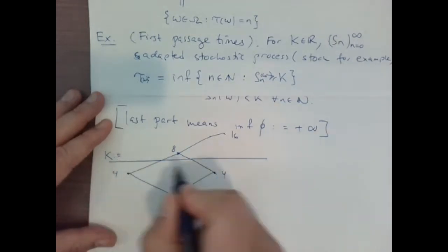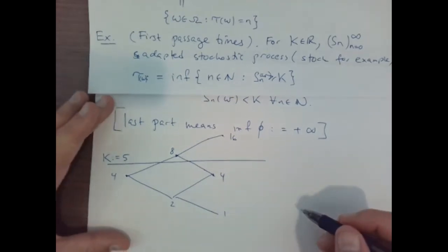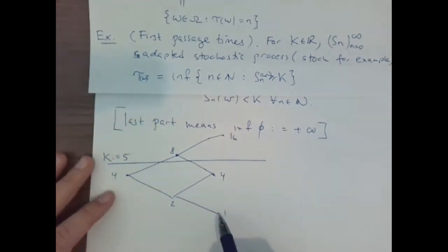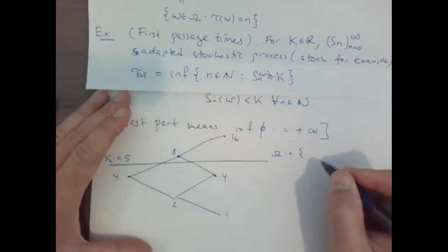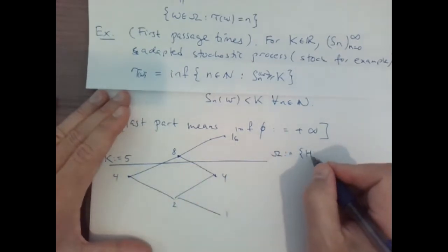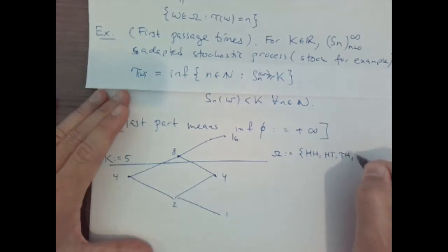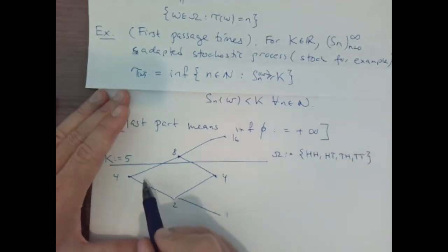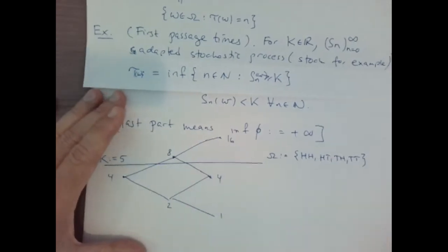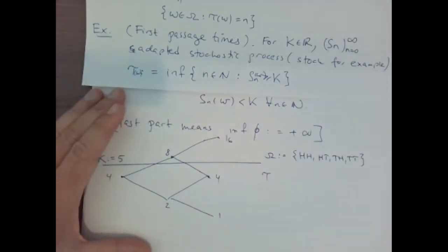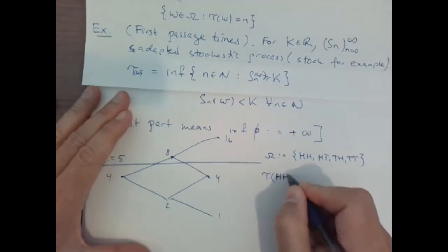So if I took k to be, say, what was it, 5? Was that the exercise we had? So 5, for example. Then what would I get? Here my omega, this is heads, tails, heads, tails, right? I have my two outcomes. So what is my tau of these 4 elements? Tau of heads is equal to what?